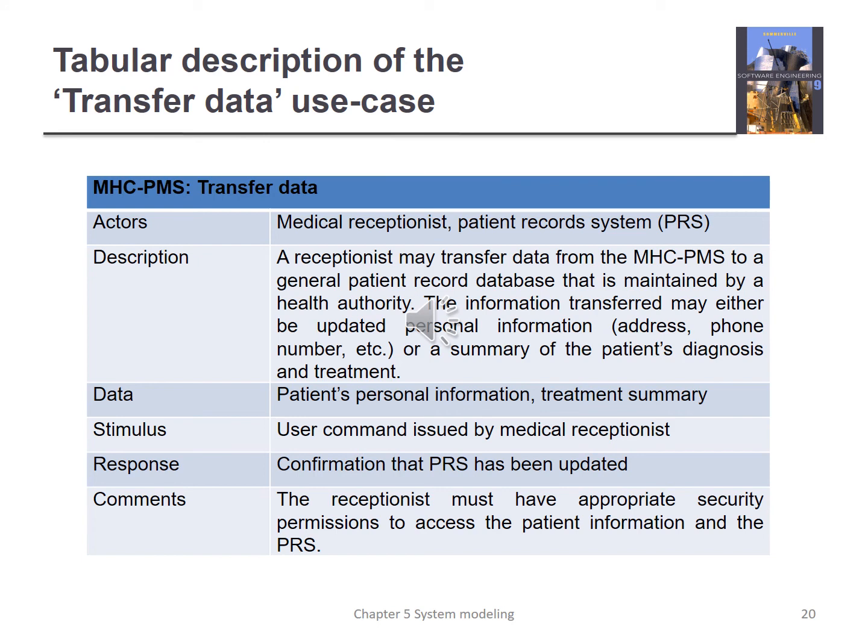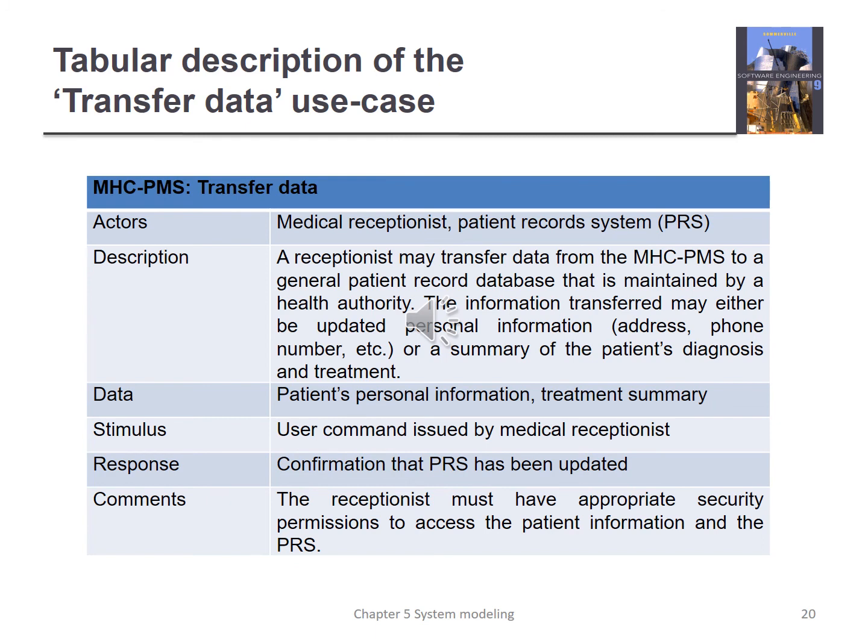So this is an explanation, or description in a table, which we call a tabular description, of the transfer data use case. It's clear. All the elements of that use case are clear here: the action, the description, everything. It is really described in this tabular description.